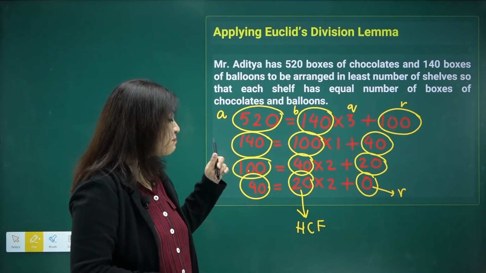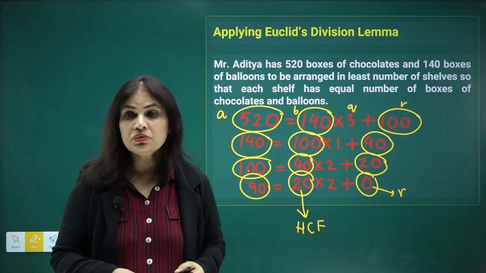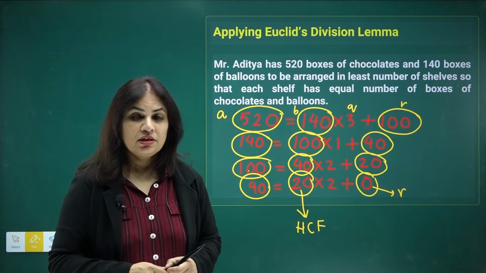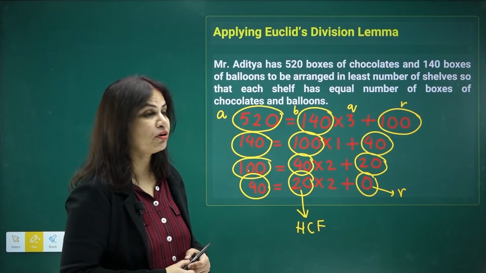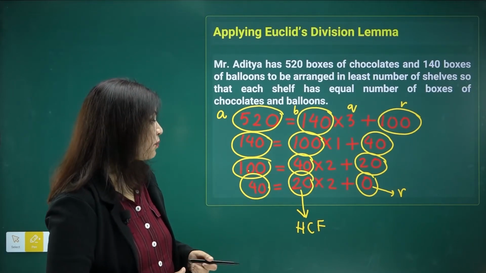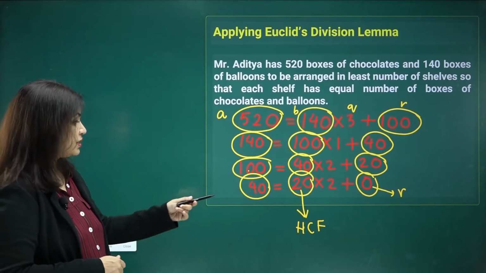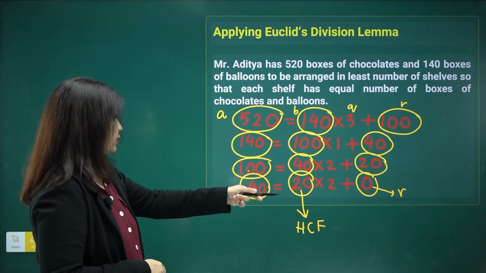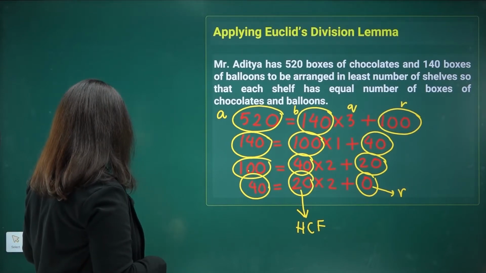So, this is the maximum number of chocolate boxes and balloon boxes that can be arranged in the least number of shelves. And what is the number of shelves? The number of shelves can also be calculated using this.